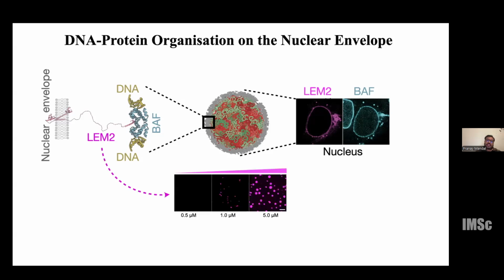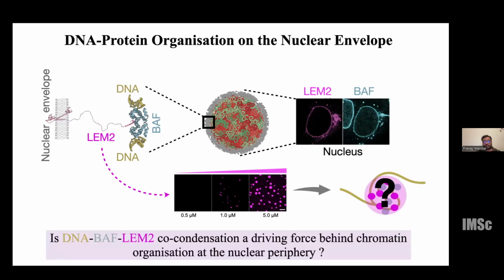Another interesting feature is that LEM2 can undergo liquid-liquid phase separation in vitro. The fact that LEM2 can bind to DNA through BAF almost provoked us to ask this question: can this combination also undergo some form of co-condensation phenomenon with DNA? So, is BAF DNA LEM2 co-condensation a driving force behind the chromatin organization at the nuclear periphery?